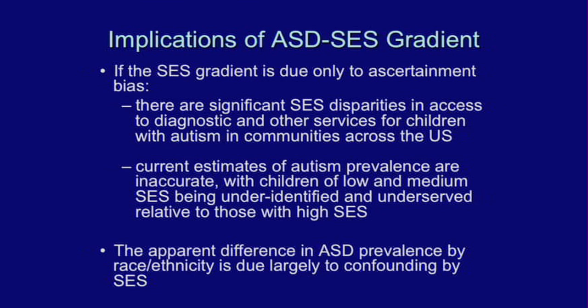It also suggests that our current estimates of prevalence are actually still underestimates. So 1 in 68, if that does not include children of low socioeconomic status, it's probably considerably higher than this.